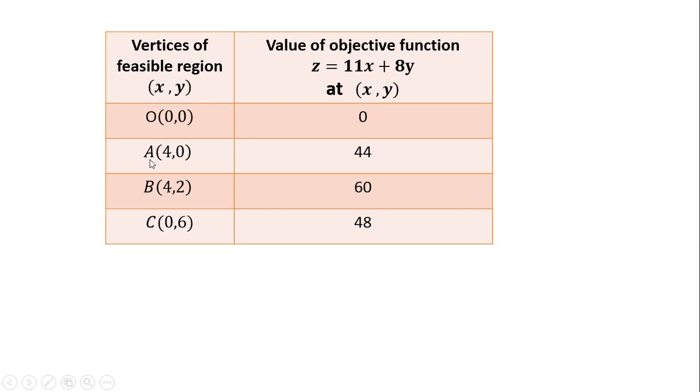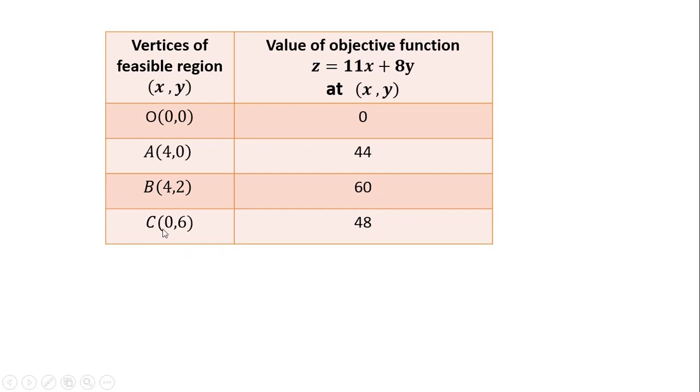Now the second corner point is A(4,0). The value of x is 4, the value of y is 0. We substitute x is equal to 4, y is equal to 0. 11 into 4, 44, plus 8 into 0, 0. 44 plus 0, we get 44. It is the value of z at this point A. Then B(4,2), x is 4, y is 2. Here we substitute x is 4, y is 2. 11 into 4, 44, plus 8 into 2, 16. 44 plus 16 we get 60.